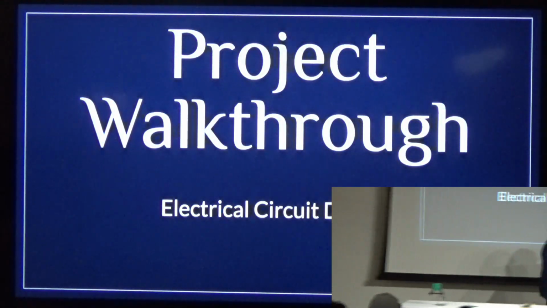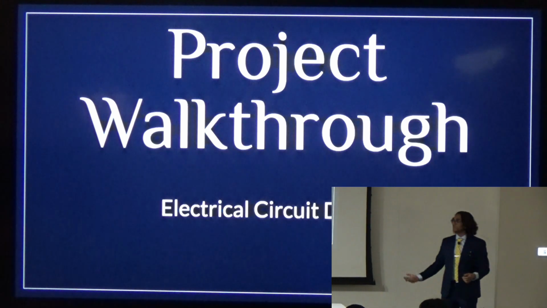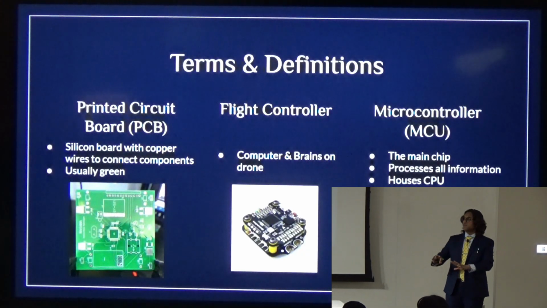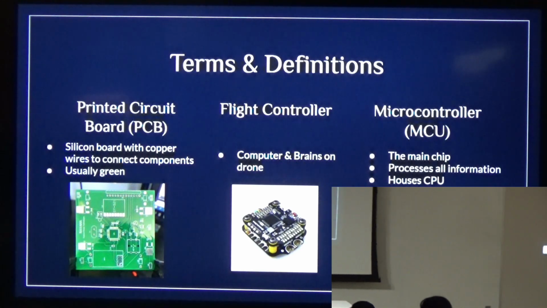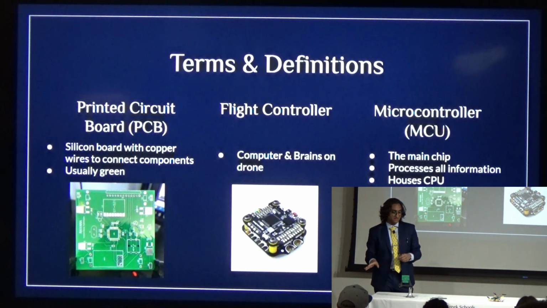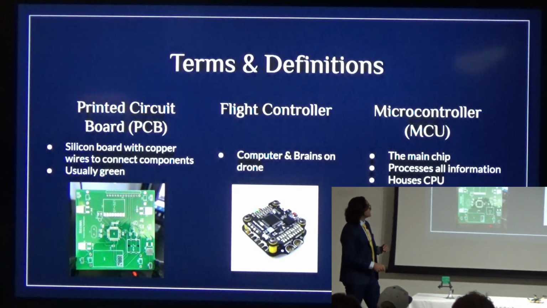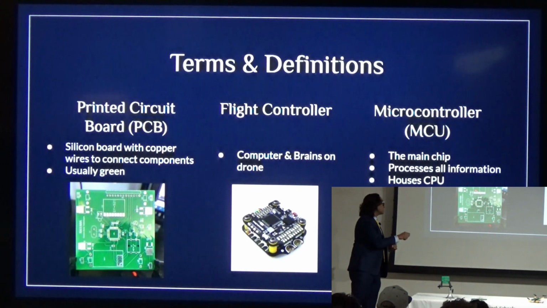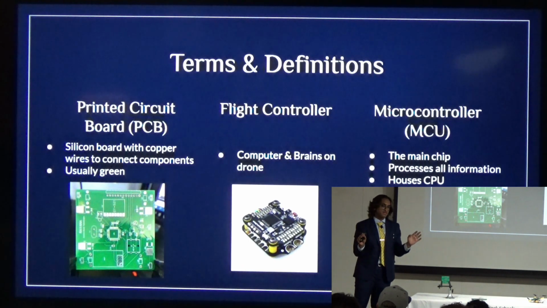So here's where we really get into the critical aspects of my project. I'm first going to walk through the electrical circuit design. Before we get started, I wanted to highlight some things. A printed circuit board is actually a common misconception. It's actually just this green board with a bunch of wires connecting all the different components together. The reason a lot of people get it confused is because they see all of these different components on it, but really what the printed circuit board is, is just a compact way of connecting everything, right?